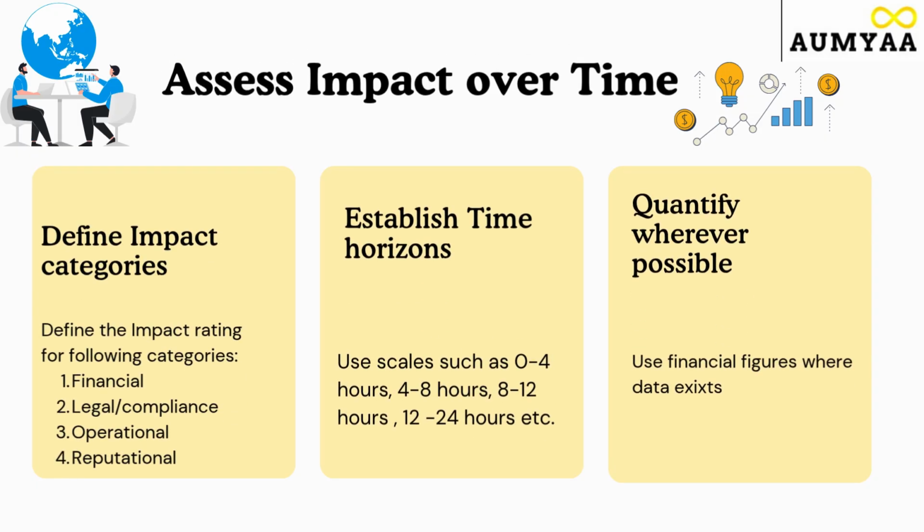The second step in a business impact analysis is to assess how the impact of a disruption changes over time. The impact is typically evaluated across 4 key categories: financial impact, legal and compliance impact, operational impact, reputational impact. For each category, the impact is assessed over different time horizons, such as 0 to 4 hours, 4 to 8 hours, 8 to 12 hours, and beyond. The impact can be quantified in monetary terms wherever possible, or on a scale such as 1 to 5 or 1 to 10, based on the organization's assessment criteria.